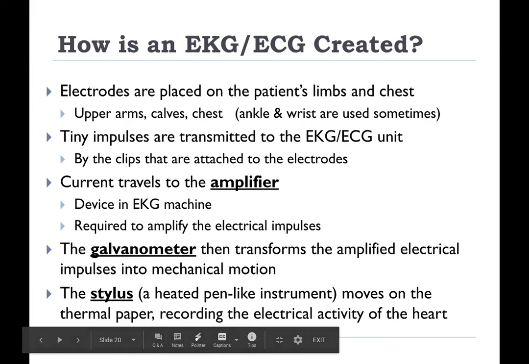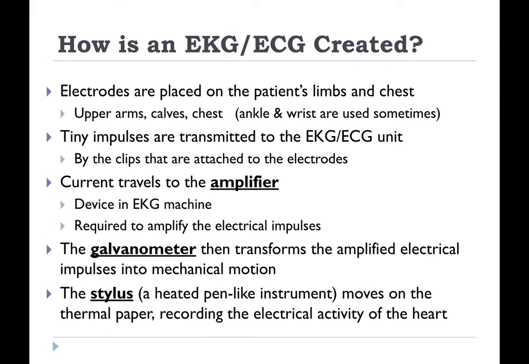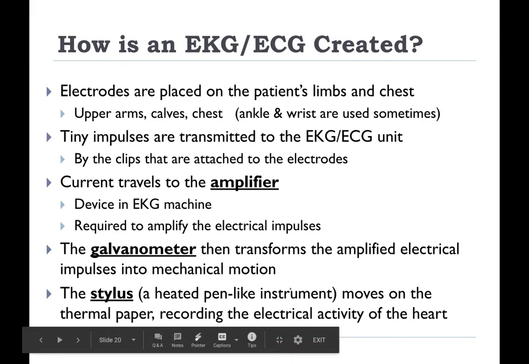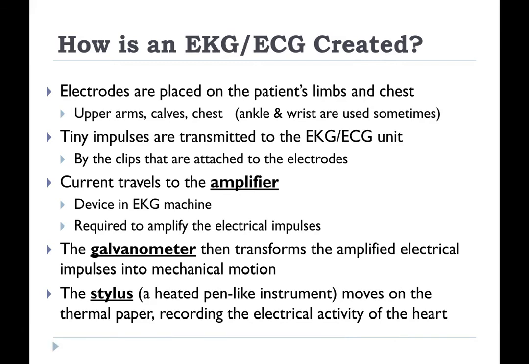And teeny impulses given off by the heart are transmitted to the EKG unit through the electrodes, to the clips, to the lead wires, to the hub, etc. And the current travels to the amplifier inside the unit, which is required to amplify the electrical impulses because they are very tiny. The galvanometer then transforms the amplified electrical impulses into mechanical motion, and the stylus, which is a heated pen-like instrument, moves on the thermal paper, recording the electrical activity of the heart.